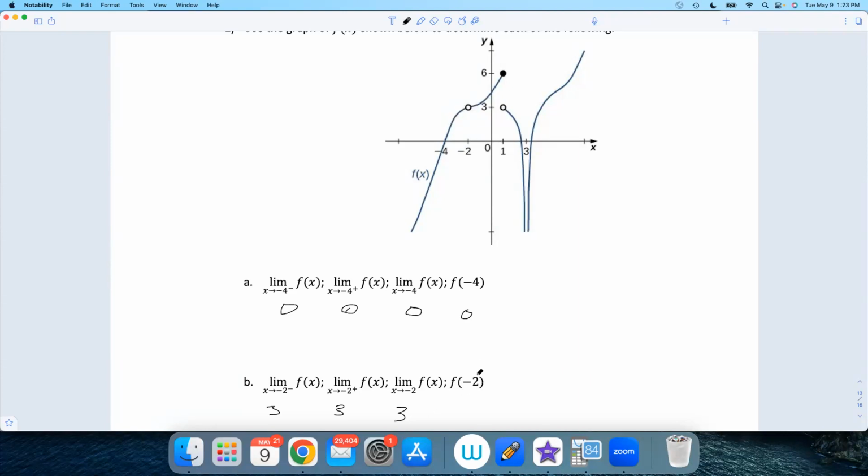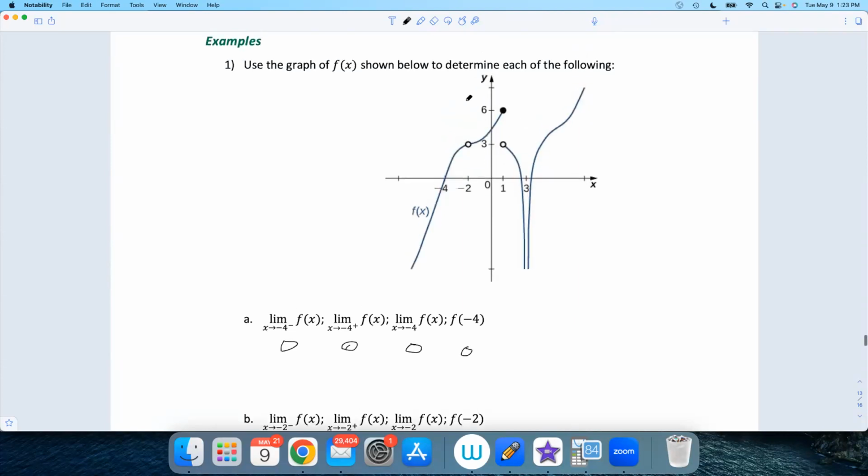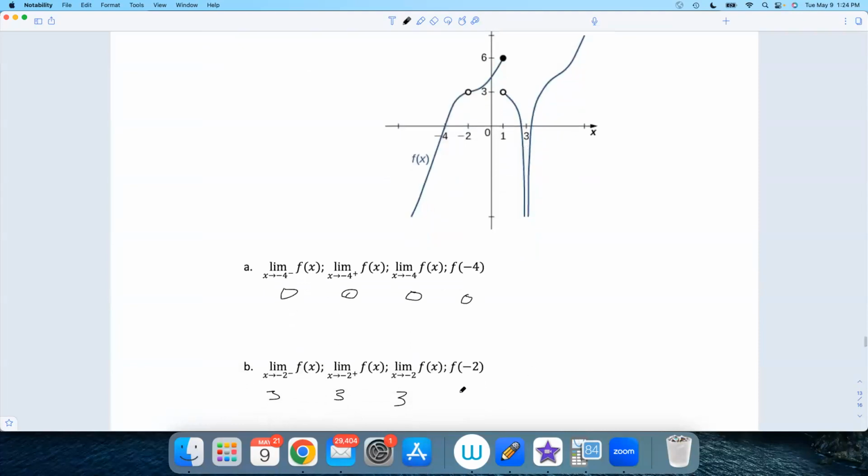This question is asking what y value are we actually using at -2? We don't have a y value at -2. There's no solid dot anywhere. If I had a solid dot right there, then this answer would be 6, because that's where the solid dot is. I don't have one. So this guy does not exist. This function, we'll see later, will not be continuous at -2. To be continuous, all of these have to be the same number.